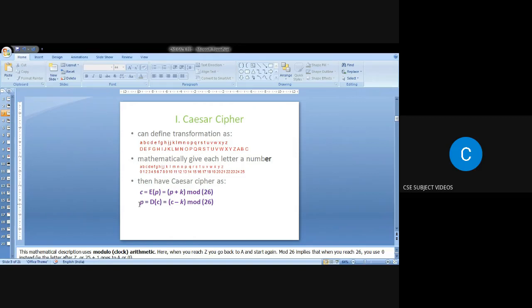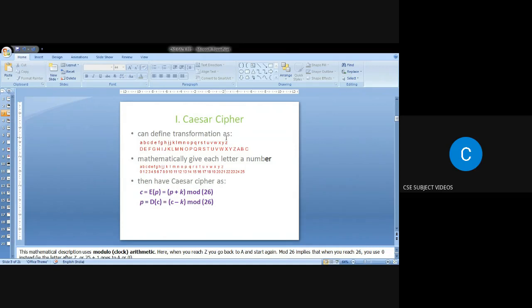Similarly, during decryption, we have to retrieve the plain text from the ciphertext. The formula is P equals (C minus K) mod 26. Whatever letters are available in the message are considered as numbers. Here you have A, B, C, D till Z.